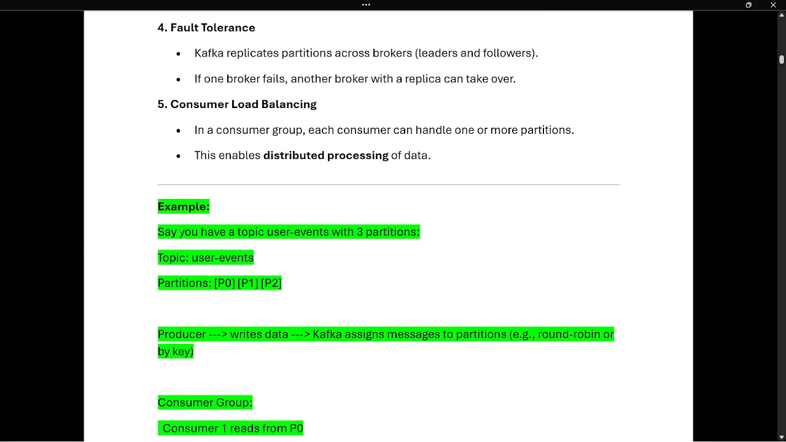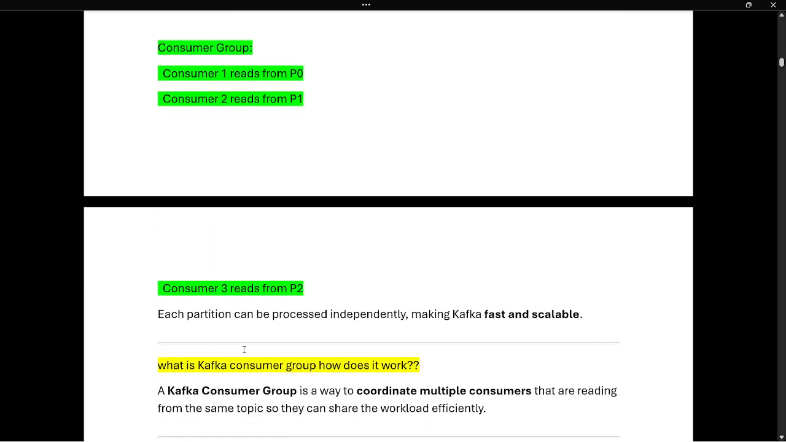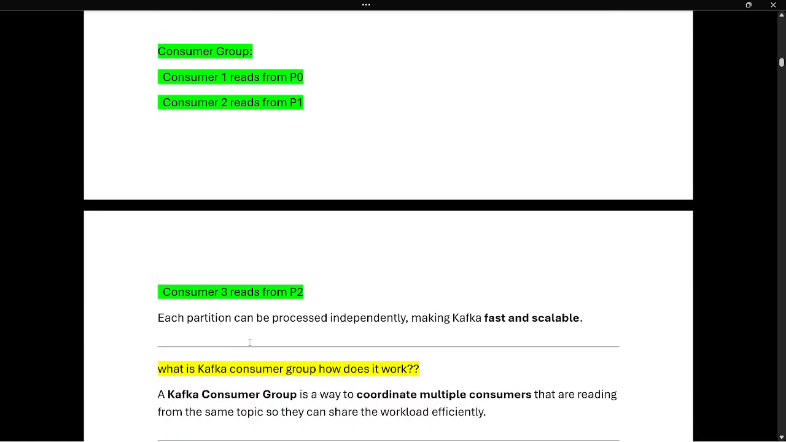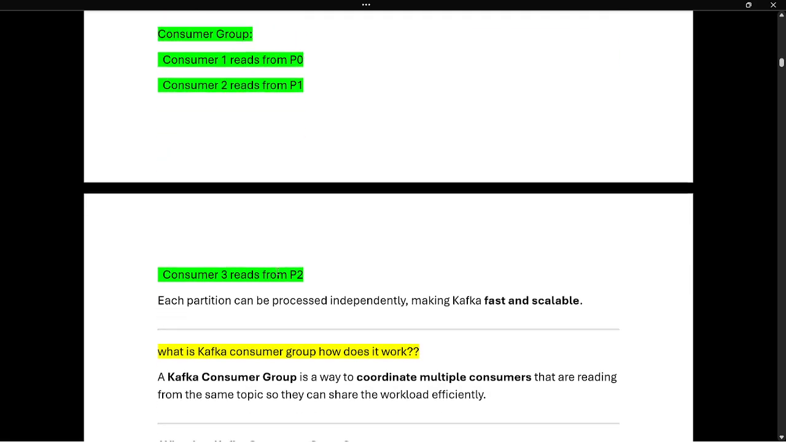So we will see a different example. Say you have a user event topic which has partitions P0, P1, P2. There are three partitions. The producer is writing data to Kafka in a round-robin manner. There is a consumer group with consumer one, consumer two, consumer three. Consumer one reads data from partition P0, consumer two reads from P1, and consumer three reads from P2. Each partition can be processed independently, making Kafka fast and scalable. So this way our Kafka works.